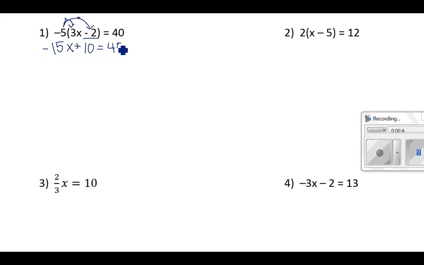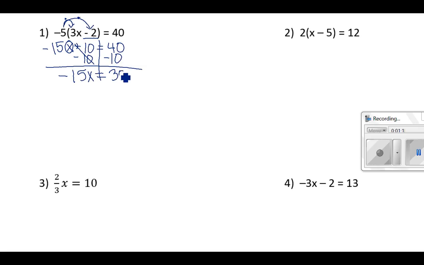Now I have a two-step equation. I'm going to move the plus 10 to be with its friend on the other side so I can isolate the x. To move it, you have to do the inverse operation, so -10 on both sides and cancel. Bring down the -15x equals, if I do 40 minus 10, I get 30.